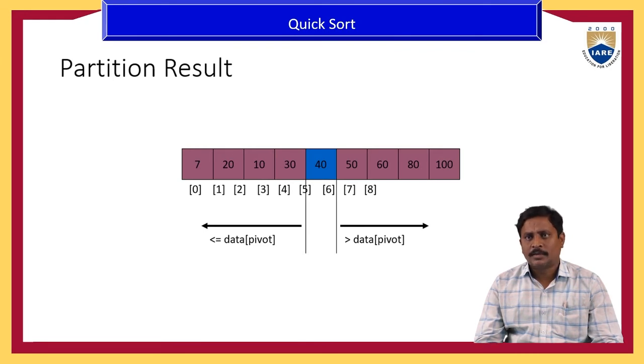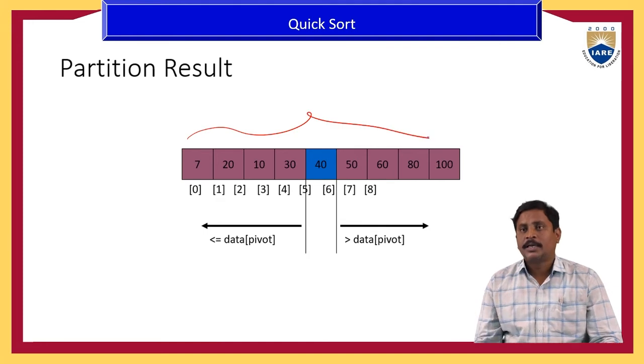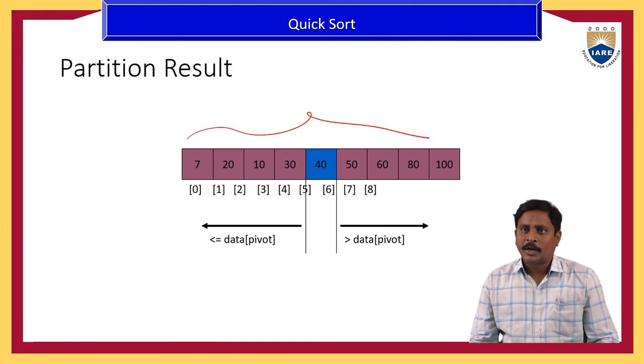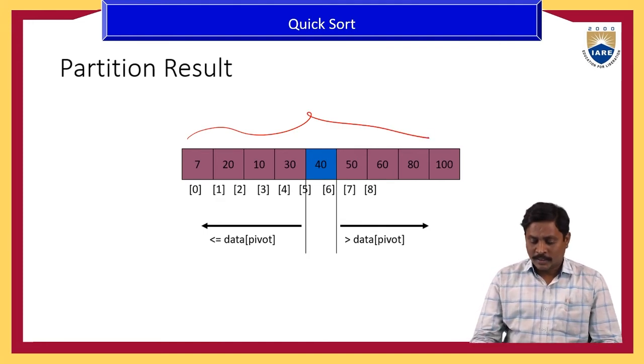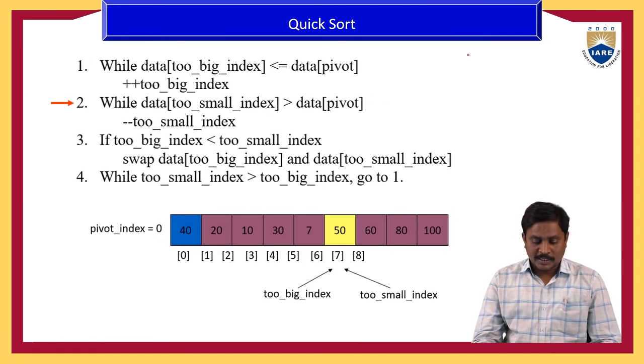Now here we observe that the elements below this pivot element are less than 40 and are in increasing order. The elements on the right side of this pivot element are in increasing order, and they are more than this pivot element. So all these elements are in proper order. Once again, I repeat this one.